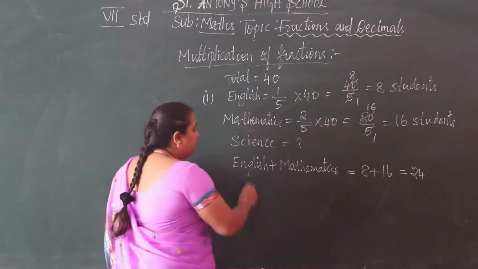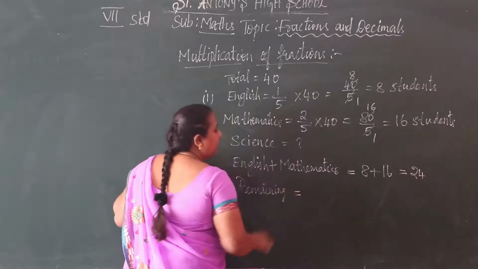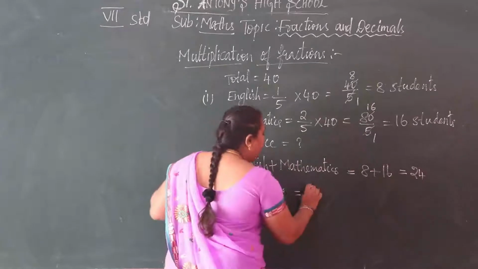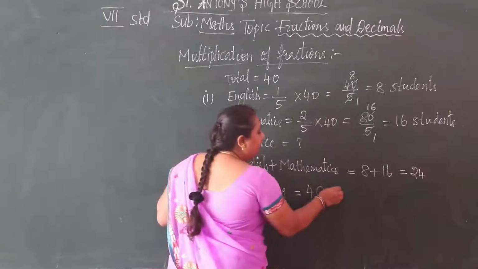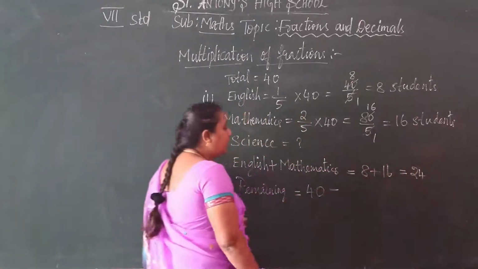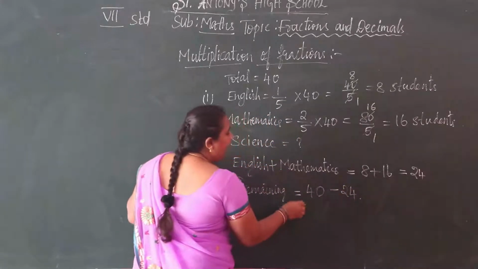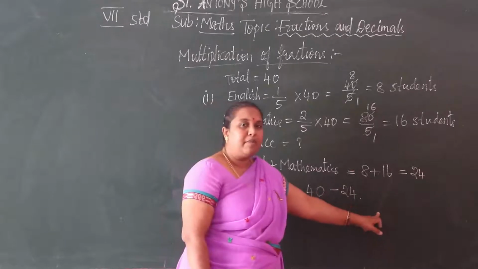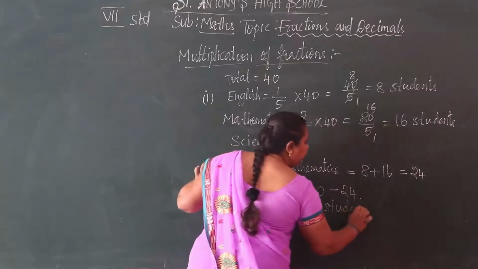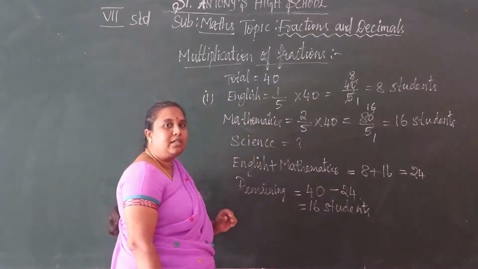Next we want to find the remaining students who are eager to study science. What are the remaining students? That is the total minus English plus mathematics. The total number of students is 40, minus the 24 students who are eager to learn English and mathematics. Now 40 minus 24 is 16. 16 students are eager to learn science.